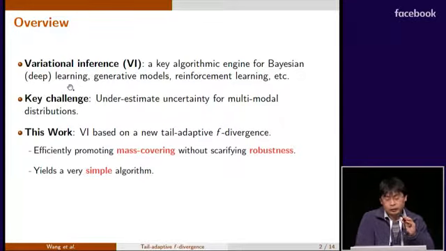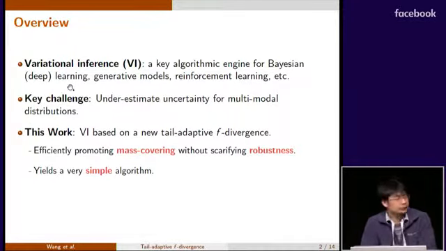And then in the end, we will give a very simple algorithm that can be easily coded up in 5 minutes or so if you already have a code of variational inference. So definitely give it a try if you are interested.